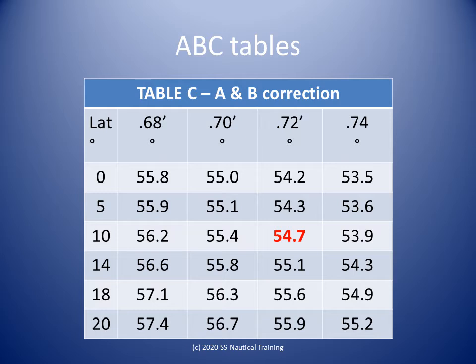The values from the A table and the B table are combined, to get the C value, 0.72. The C table is entered with the C value and the latitude. The C table tells us the azimuth is 54.7 degrees.